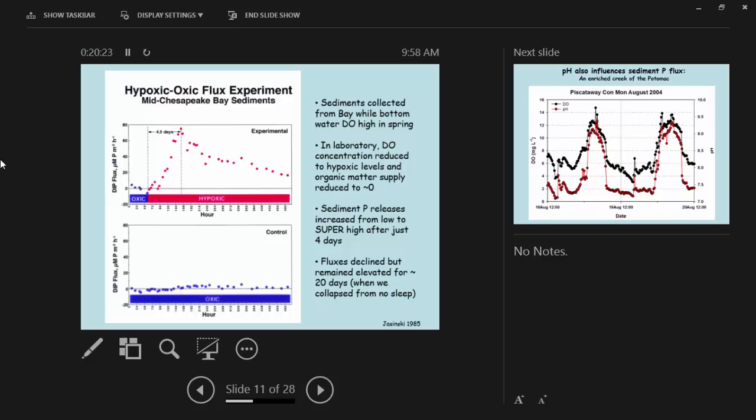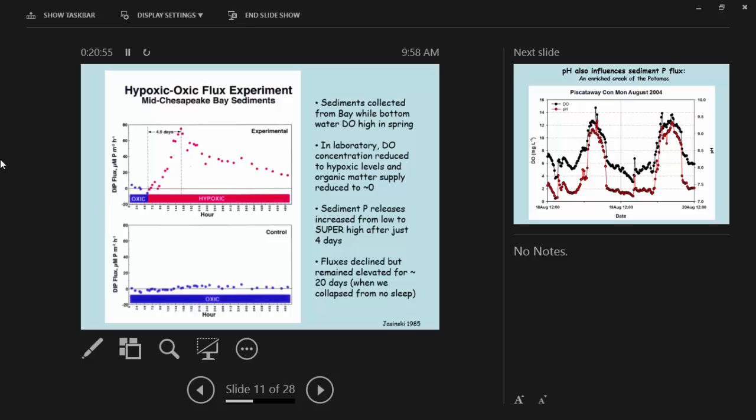We did some experiments with phosphorus. We took some sediment cores from the main stem bay and brought them into the laboratory. We brought them in at a time of the year when the diatom bloom had sunk to the surface. So these cores were as charged up with organic matter as they were going to get that year. And then we fooled the cores and said, okay, summer's coming, guys. Let's see what you can do. And so we brought on hypoxic and anoxic conditions to the core. 4.5 days later, phosphorus is pouring out of these sediments.